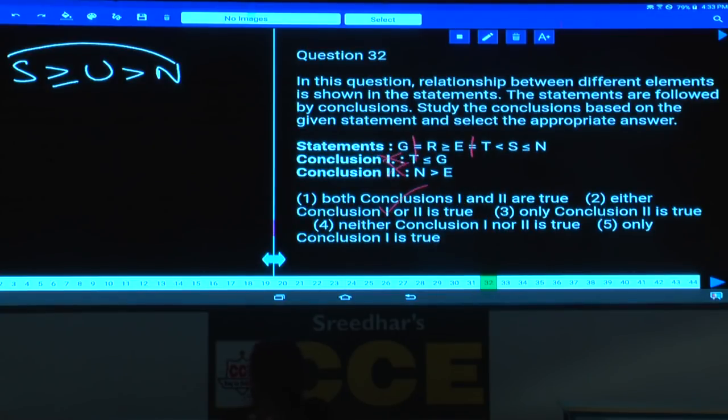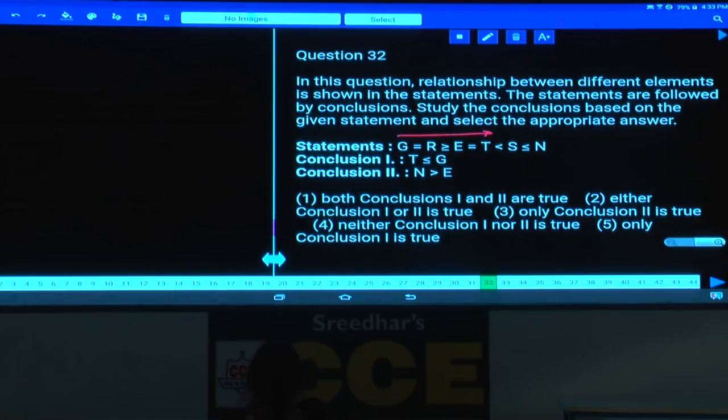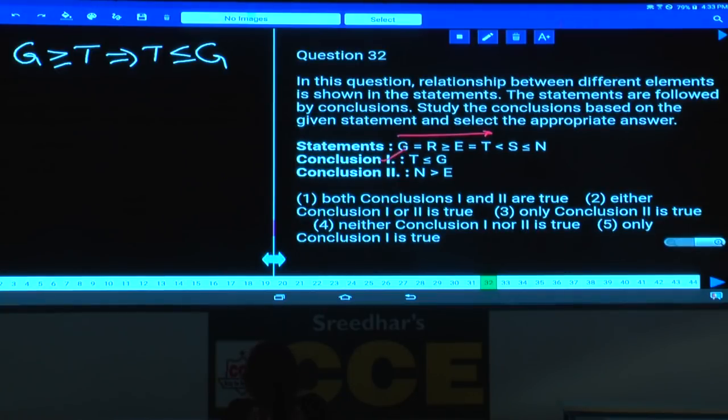Next one, question number 32. Now the relation between t and g. G is here and t is here. What is the relation between these two? G greater than or equals to t. As g greater than or equals to t, which implies that t is lesser than or equals to g. T lesser than or equals to g, definitely true.